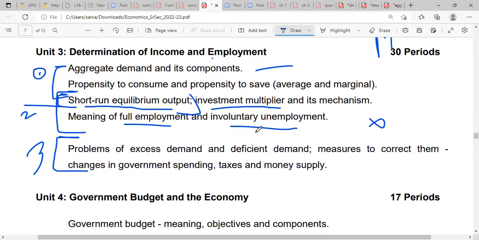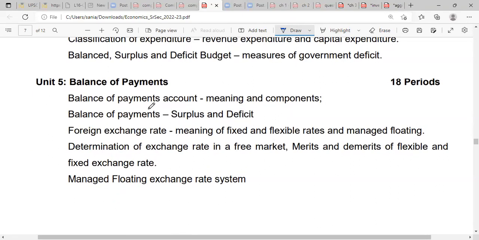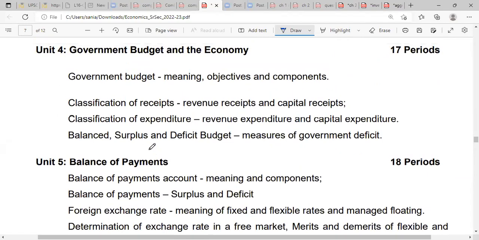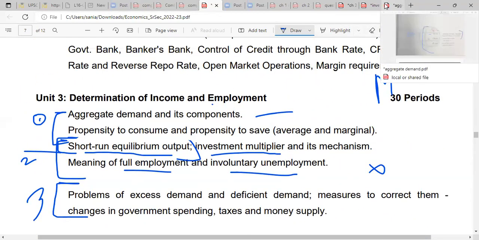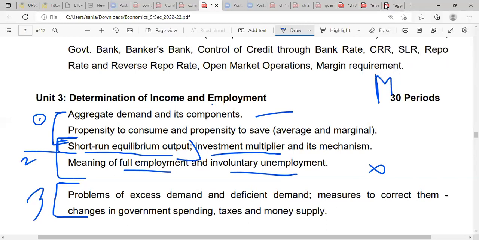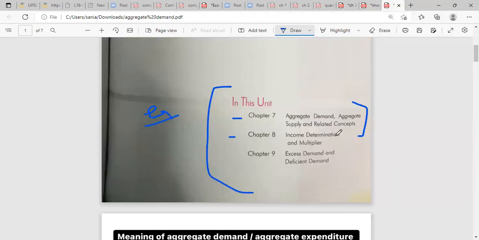Then we'll again start with the theory portion, the unit 2. Or what I will do, let's just finish this chapter and see what happens, so that by the end of October or by the end of December, we finish it off. Write this: equilibrium and income determination and multiplier.